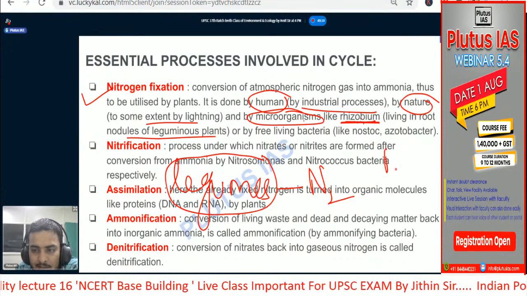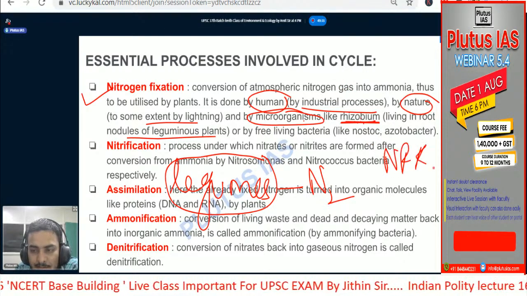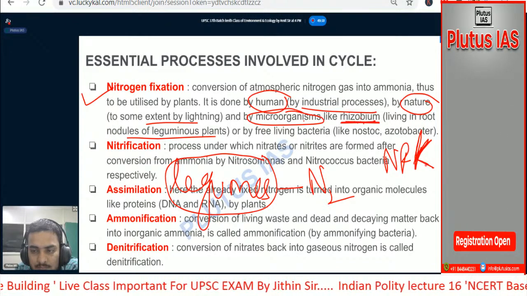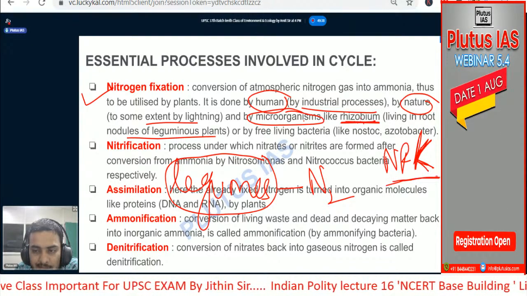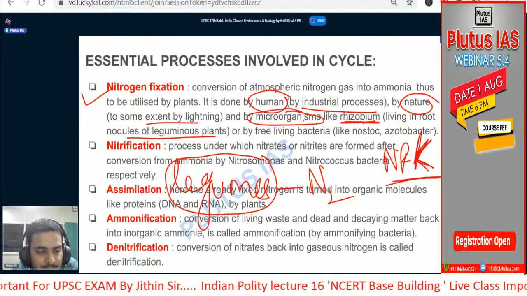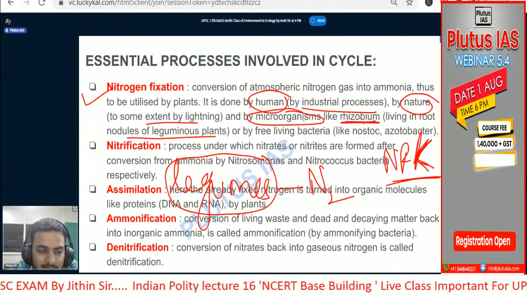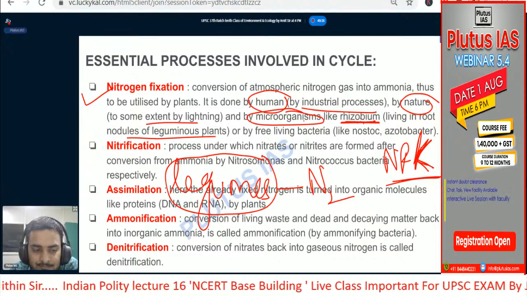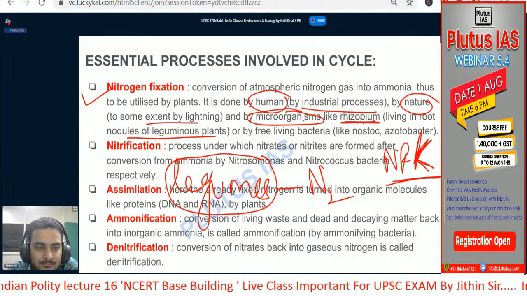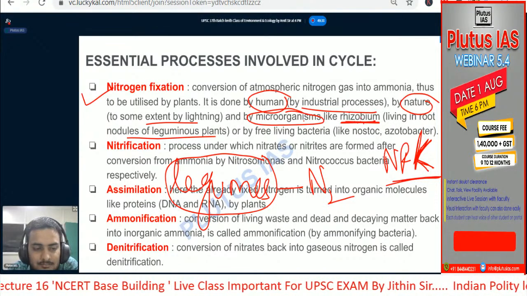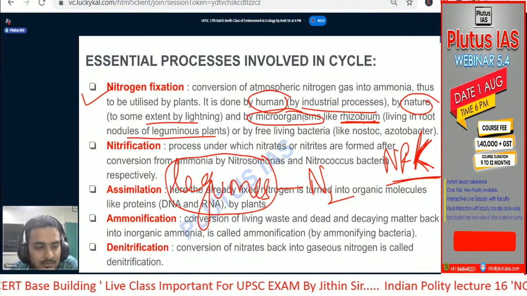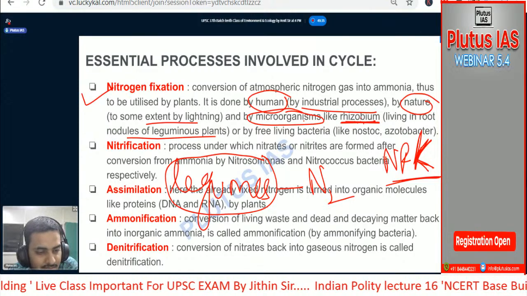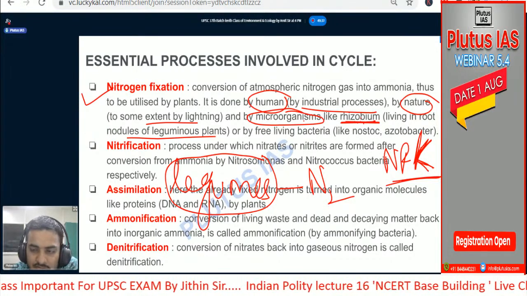And you might have heard about this NPK. What is this NPK? Yes, Adya, example is pulses. Very good. Soumya, I think NPK is not that tough. Yes, fertilizer. Nitrogen, phosphorus, and potassium.